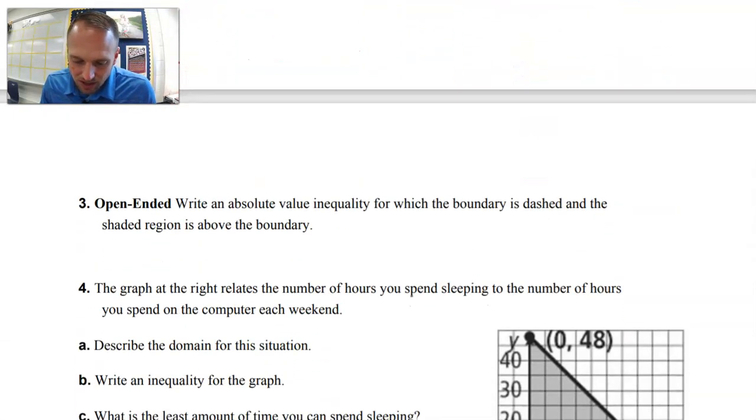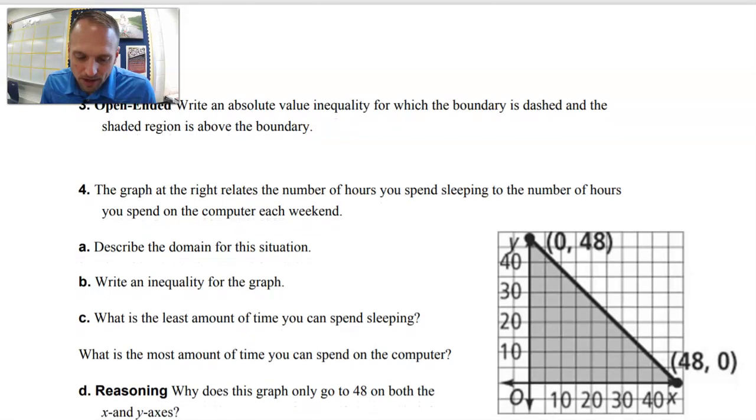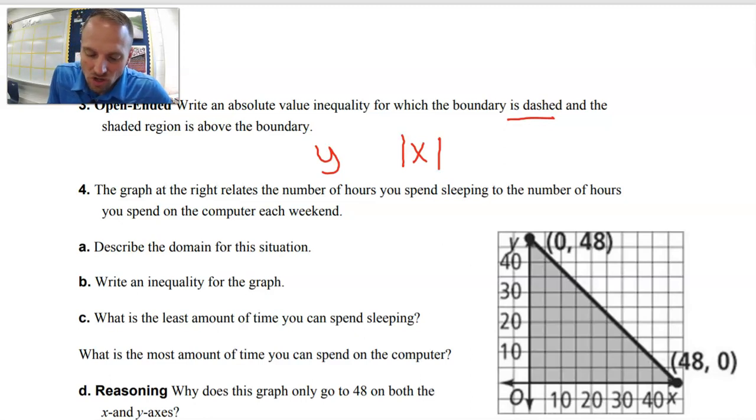All right, let's look at the next one. Number 3. Okay, this one is just mind-blowingly easy. Write an absolute value inequality. So I know I'm going to have a y and an absolute value of x, okay, for which the boundary is dashed and the shaded region is above the boundary. Okay, so I need my inequality sign. How do I make it shade above the boundary? Well, above means greater than, so I'm going to put the greater than sign in there.